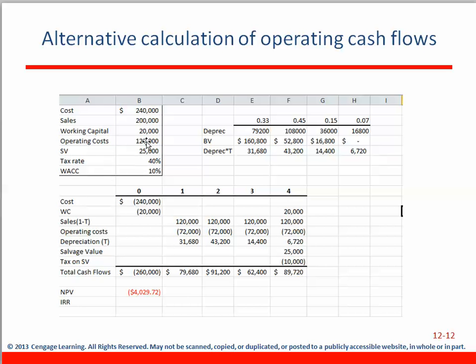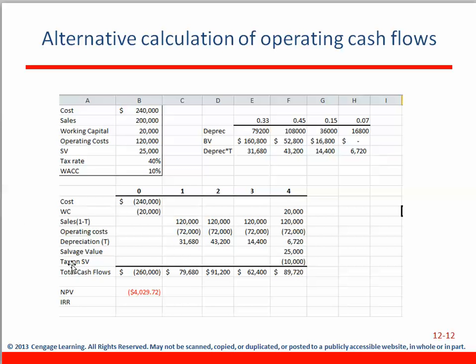Good spreadsheet design puts all the inputs up here in an input box, and so I've put my costs, 240, the sales, working capital, operating costs, salvage value, tax rate, WACC. Those are all the variables to my problem. And so when you look in these cells, you're going to see references up here. I don't type any numbers down here. Everything is pointing either here or here. So I've laid out my timeline. And you remember in time 0 it was 240 for the cost and 20,000 for the working capital, so we have negative 260, and I'm using the sum feature here.